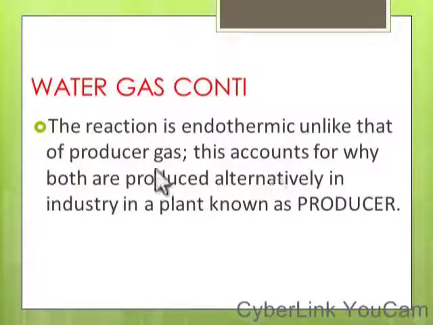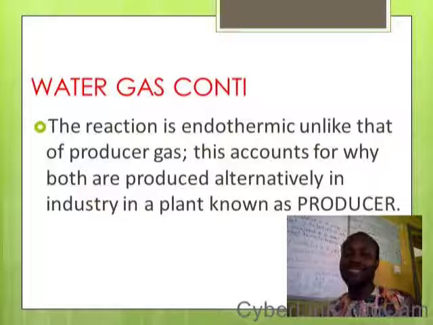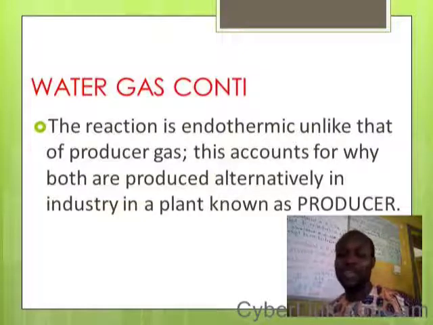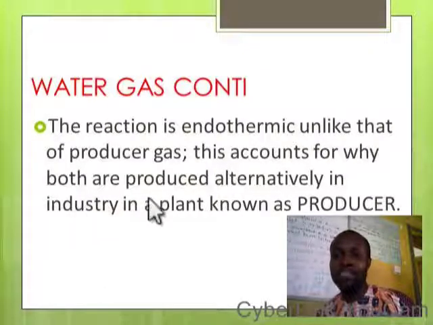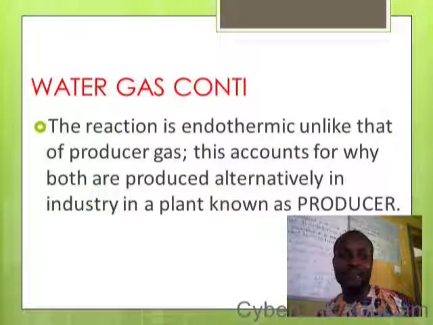Now, the reaction is endothermic. Exothermic reaction is the type that releases heat to the surroundings. A domestic practical way to explain an exothermic reaction is when you are cooking rice and you open the pot. You see something like steam comes out. That's an exothermic reaction. Now, both are produced alternately in the industry in the plant known as the producer.